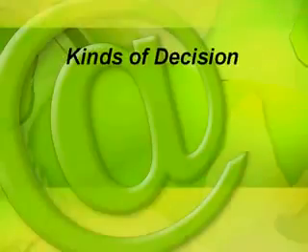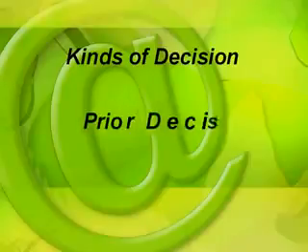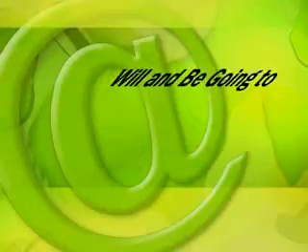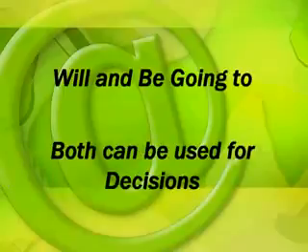Now we'll look at using will or going to for decisions. First of all, we'll look at kinds of decision: prior decision and instant decision. There are two kinds. Now will and be going to both can be used for decisions. If you're talking about your decisions or your plans which you've already decided, you can use will and be going to for that, but there is a little difference between them.